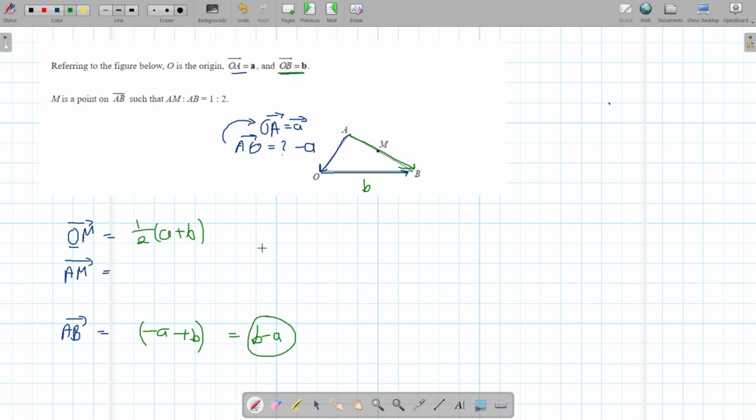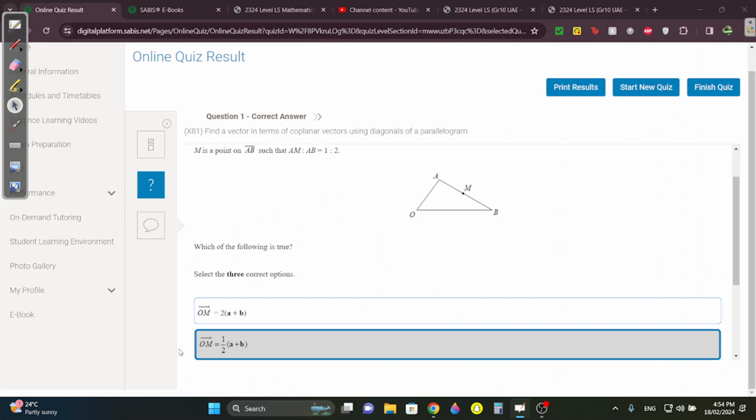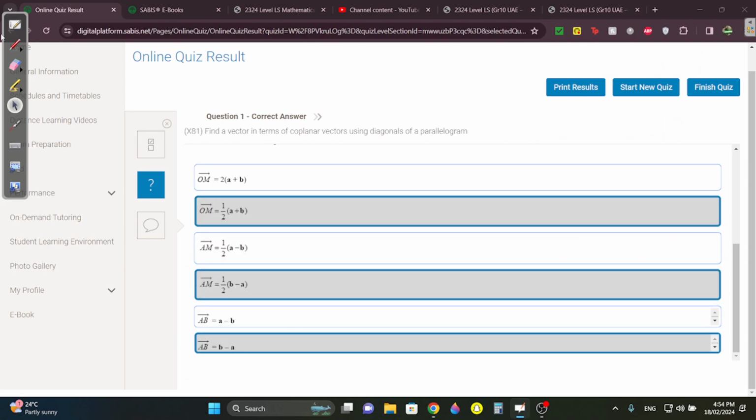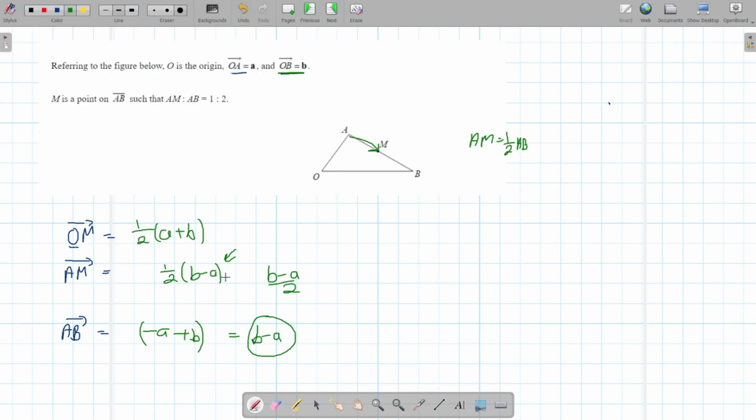So we found AB. What's left to find? It's AM. And actually, when solving, we found AM also. We said AM is half AB. And what is half AB? Half AB is actually half of B minus A, which is just B minus A over 2. And I think that's the answer, actually. Yeah, half B minus A. They kept it like this.